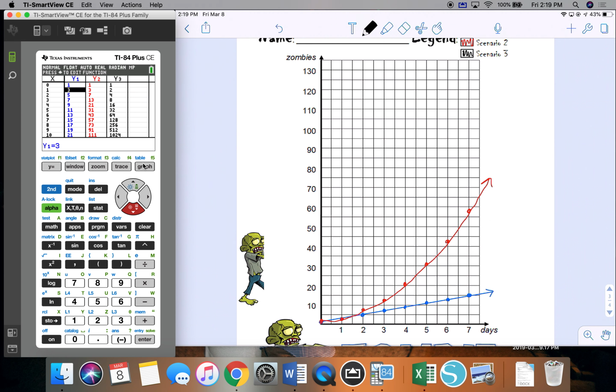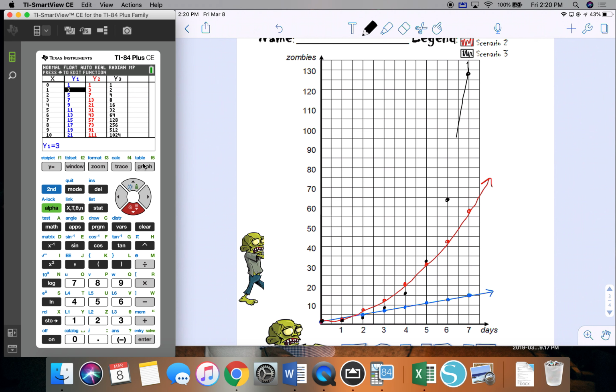And then scenario 3 in the black starts at 1. 1 goes to 2, so a little bit below. 2 goes to 4, so again below. 3 to 8, so now we've hopped over the blue line. 4 to 16. 5 to 32, and now we've hopped over the red line. 6 is at 64. And 7 is way up here at 128.